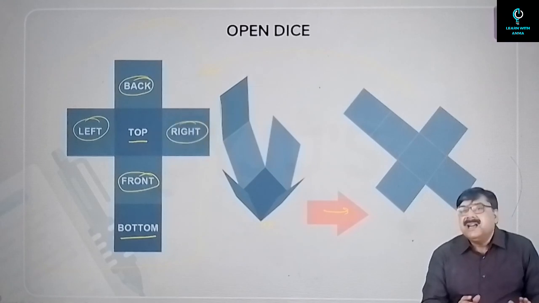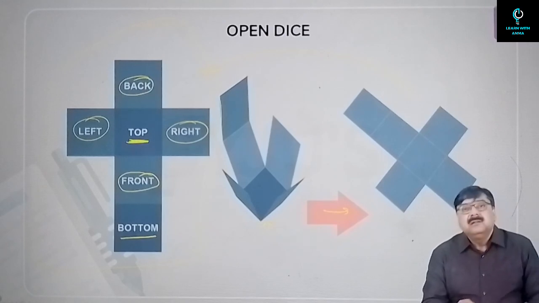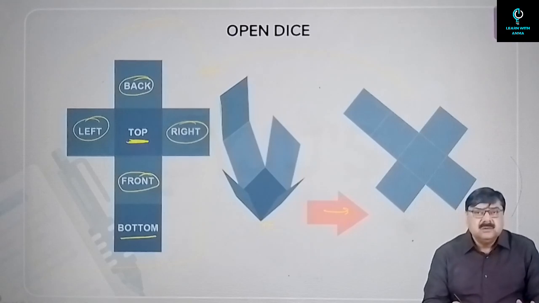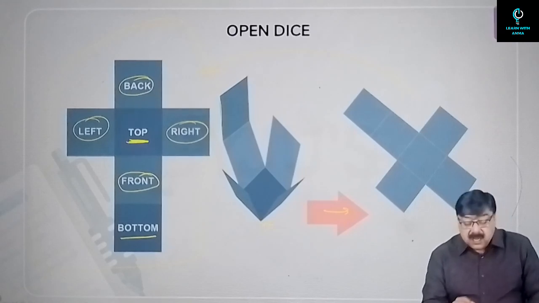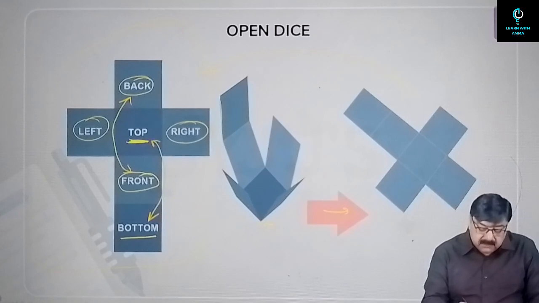Now, you can arrange these sides any way that you want. It's not necessary that top here has to be in the middle. Not at all. This could have been the bottom side also or front also. It doesn't matter. But what matters here is for you to notice that front is opposite back, top is opposite bottom, and left is opposite right.